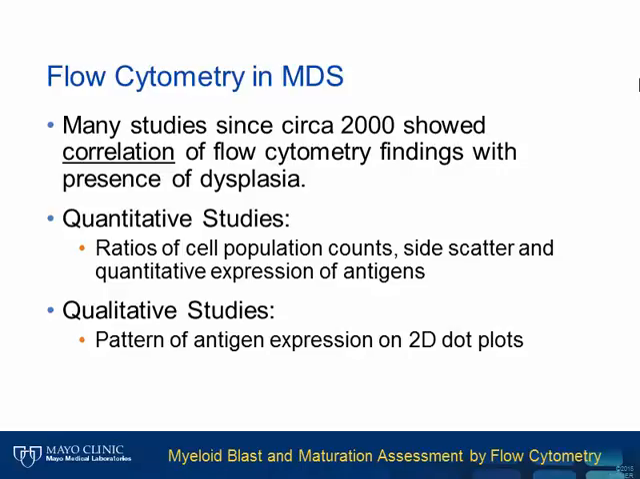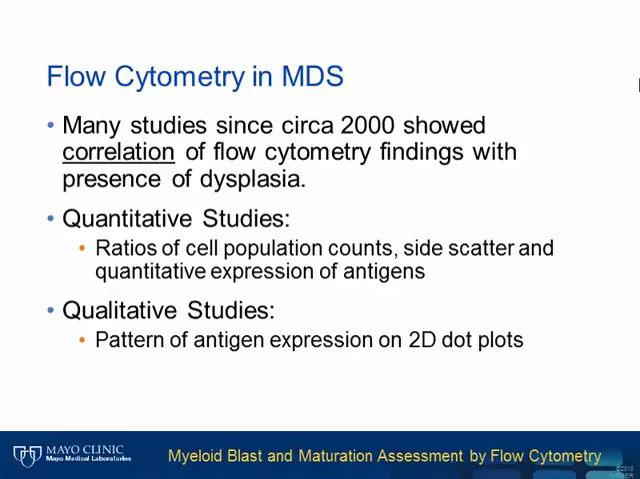These studies can be divided into quantitative and qualitative. In quantitative studies, there is a set ratio of cell population counts or ratios of quantitative expression of antigens and side scatters on different cell populations. For these approaches, careful instrument settings and strict staining procedures are necessary. Recently, some of these quantitative studies have utilized software for automatic gating of different cell populations and multidimensional evaluation of population attributes. In contrast, qualitative studies depend on the operator recognition of specific pattern of expression on two-dimensional dot plots.